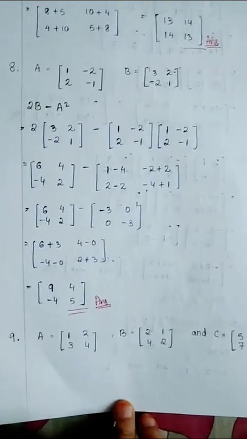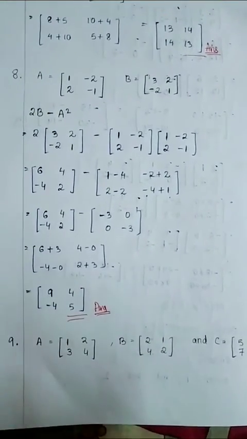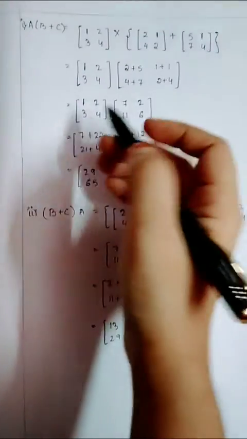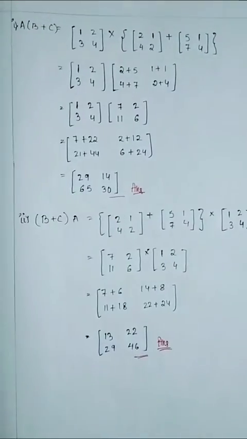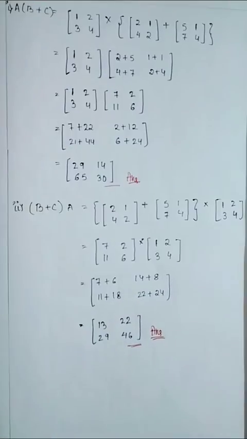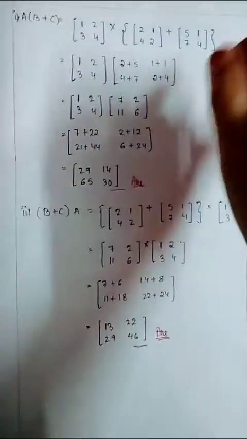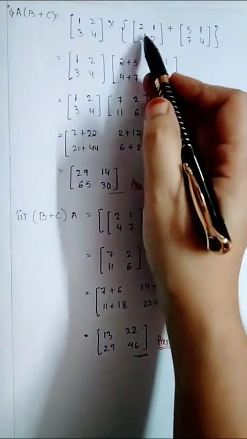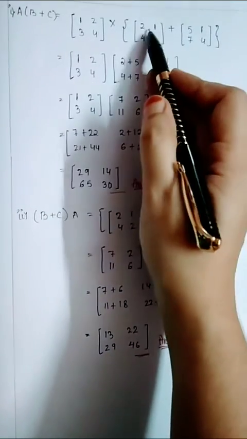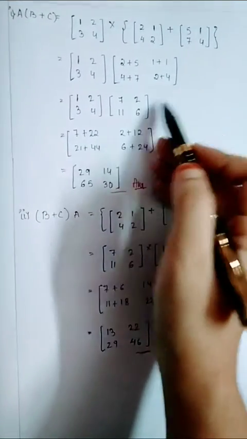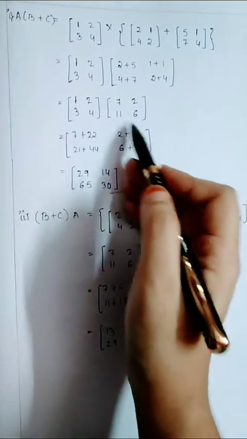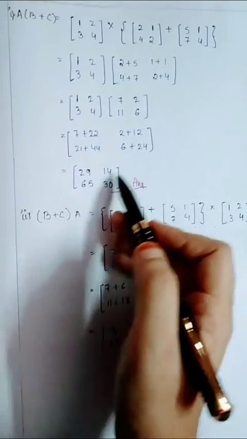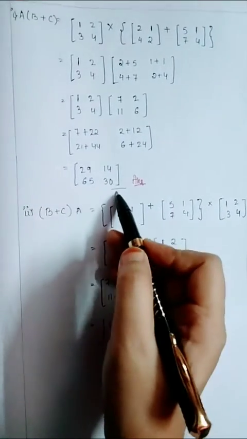This is your answer. Question number 9, we have all the three matrices A, B, C again given. And we have to find A times B plus C, and then we have to find the second one, B plus C multiplied by A. So for A multiplied by B plus C, firstly we will add B plus C like we normally do. 2 plus 5, first element plus first element, second element plus second element, like that we'll do. We'll get 7, 2, 11, 16. Now we'll multiply first row into first column, first row into second column, like that, and we get 29, 14, 65 and 30 over here.